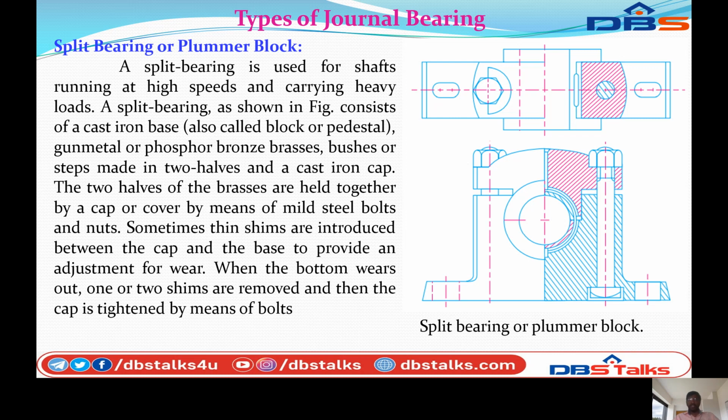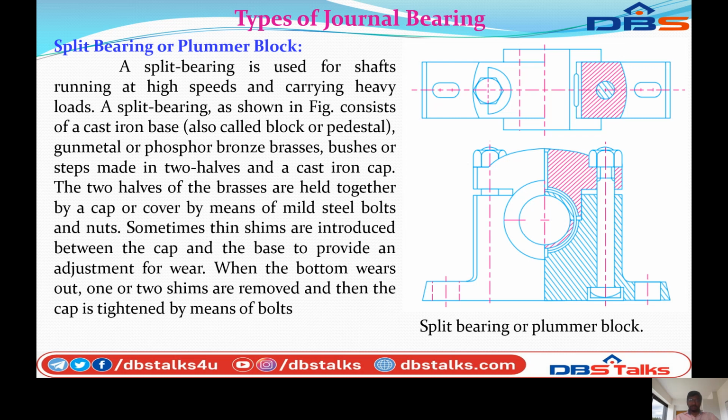The split bearing, as shown in the figure, consists of a cast iron block, also called a pedestal, gunmetal or phosphor bronze brasses, bushes or steps made in two halves, and a cast iron cap. The two halves of the brasses are held together by a cap or cover by means of mild steel bolts and nuts. So you can see the figure.